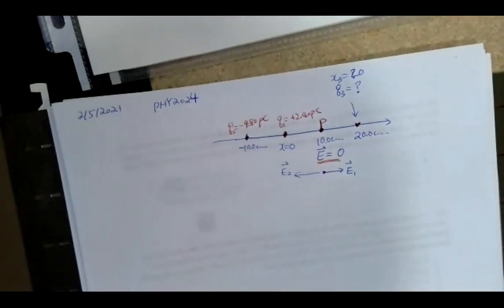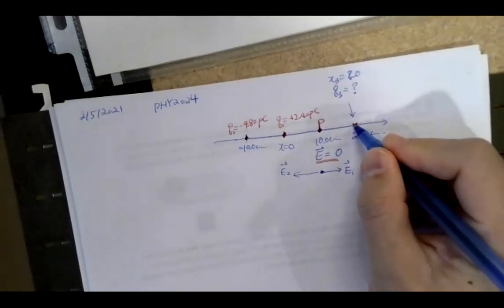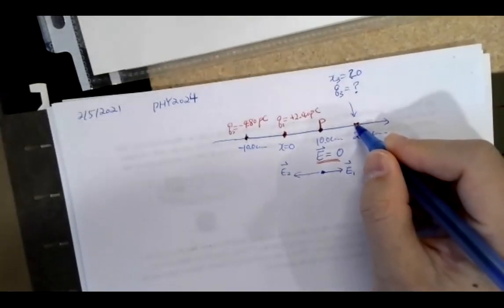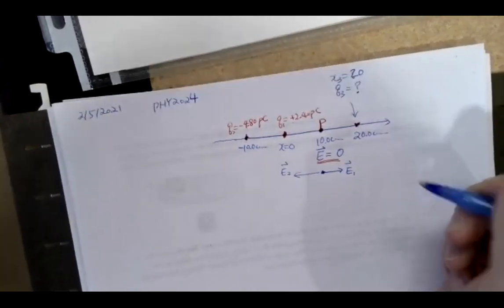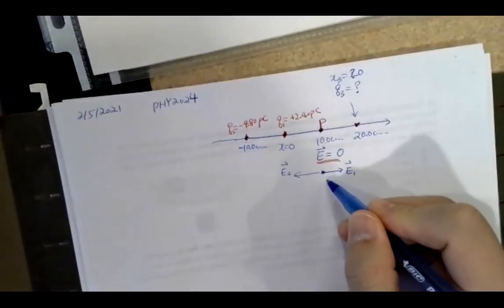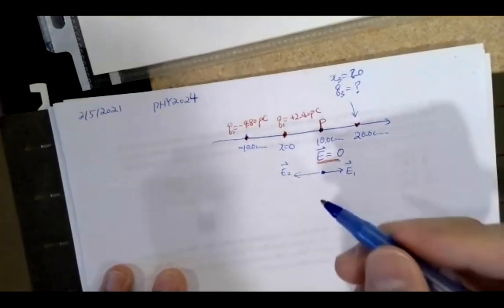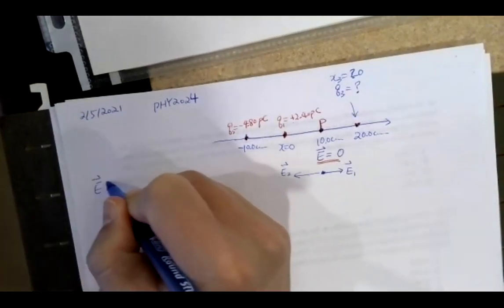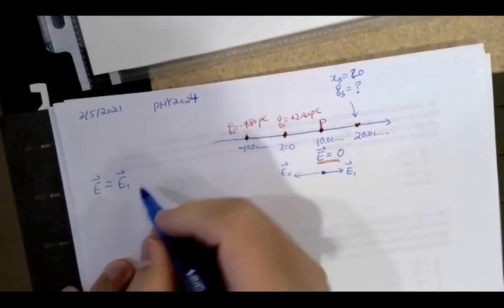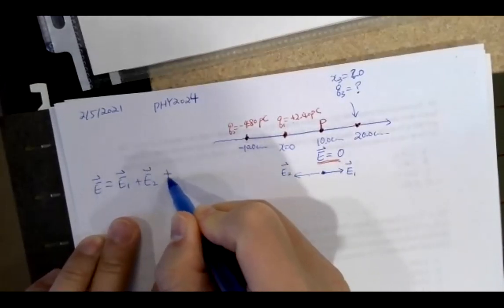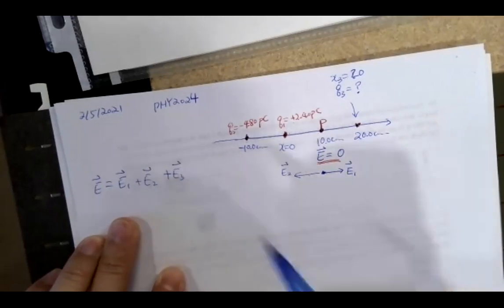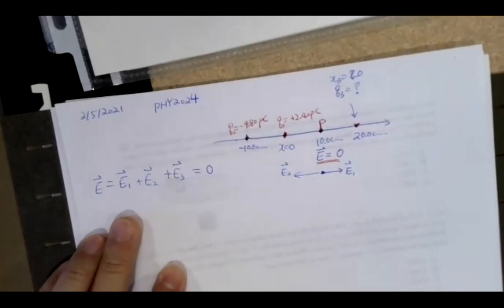All right. Now for E3, we don't know if it's going to be a positive charge or negative charge, right? But it says that the total E field is going to be 0, right? So then total E should be equal to E1, the electric field by Q1, plus the electric field by Q2, plus the electric field by Q3. And that's equal to 0, okay?